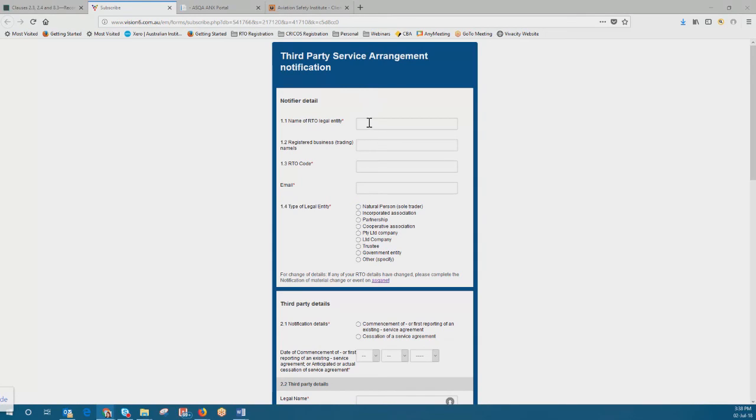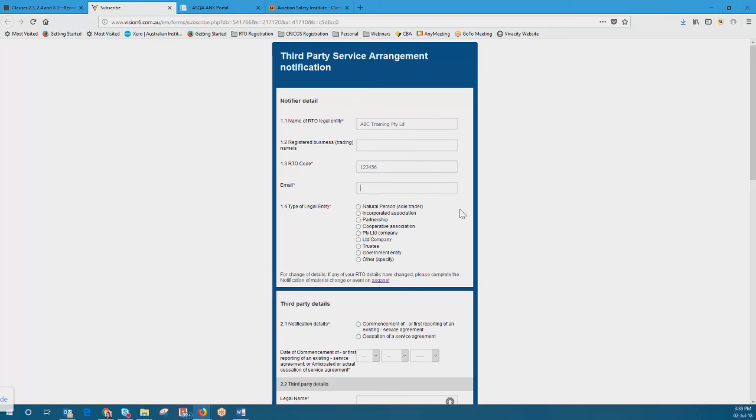So the name of the RTO or legal entity, that's you. You should put in here the name of your RTO. If we were to do this example that we've been using today, it'd be ABC Proprietary Limited. And then in here, you'd put any trading name. If you don't have a trading name, you don't need to put it in there. You then also need to put your RTO ID, so you put your RTO code in there that is related to your RTO.